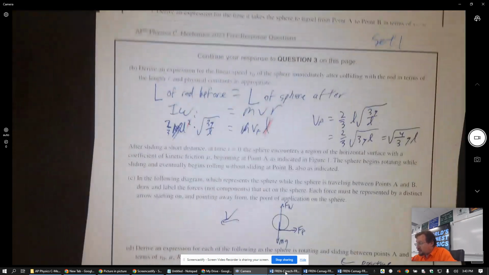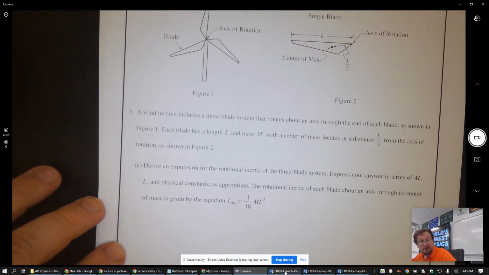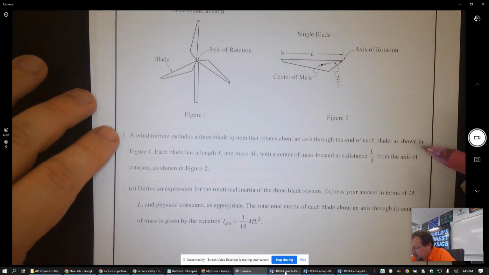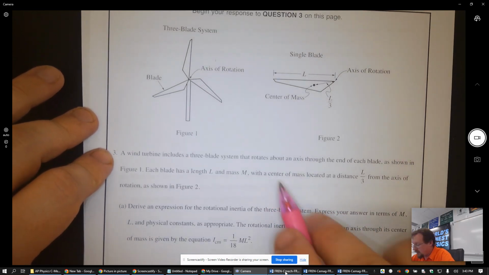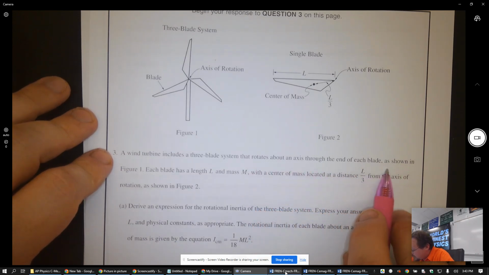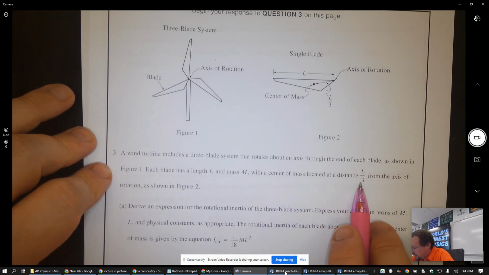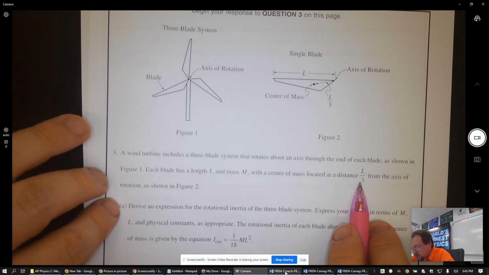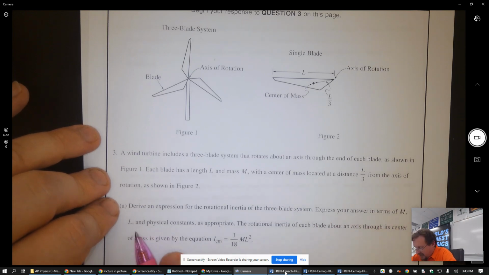Okay, last one. I think I hear my AP Physics 1 students coming in. They might be about to be finished. A wind turbine includes a 3-blade system that rotates about an axis through one end of each blade, as shown in figure 1. Each blade has length L, mass M, and center of mass located at L over 3 from the axis of rotation. Derive an expression for the rotational inertia of the 3-blade system. Express your answer in terms of M, L, and physical constants.